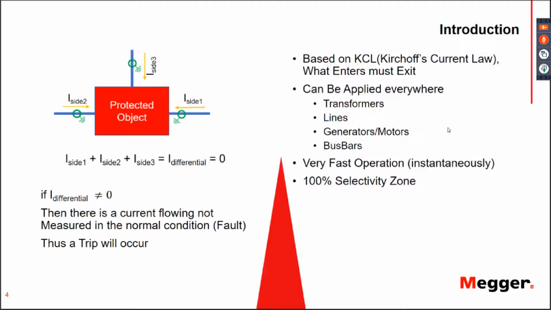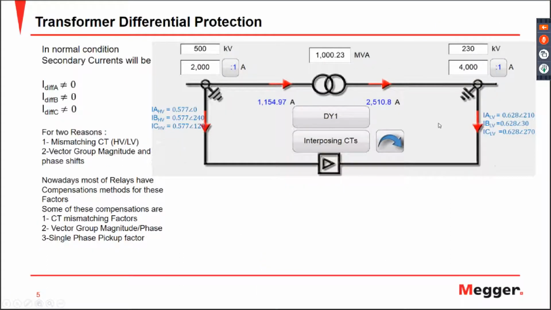Now, this is differential protection in general, but what about transformer differential protection? In transformer differential protection, there are a number of factors that we need to consider before applying the principle itself. In this example, I have a transformer which has an HV side of 500 kV to an LV side of 230 kV and a power rating of 1000 MVA. When you apply differential protection to it, you will put a CT connection for each phase at the HV side and a CT connection on the LV side to protect this transformer and define your zone.